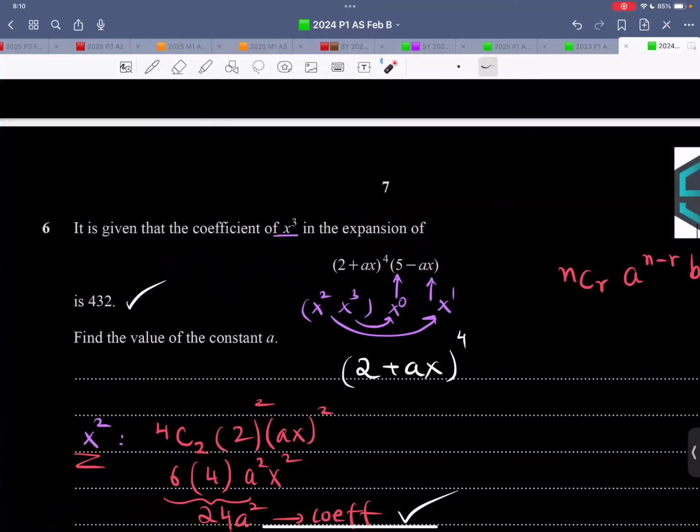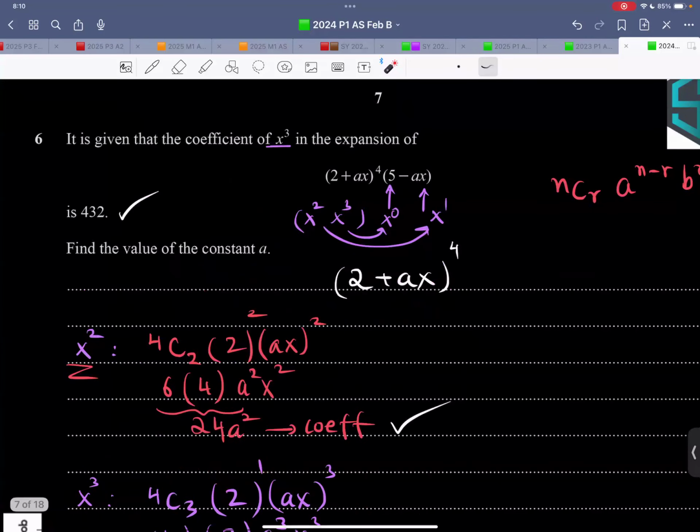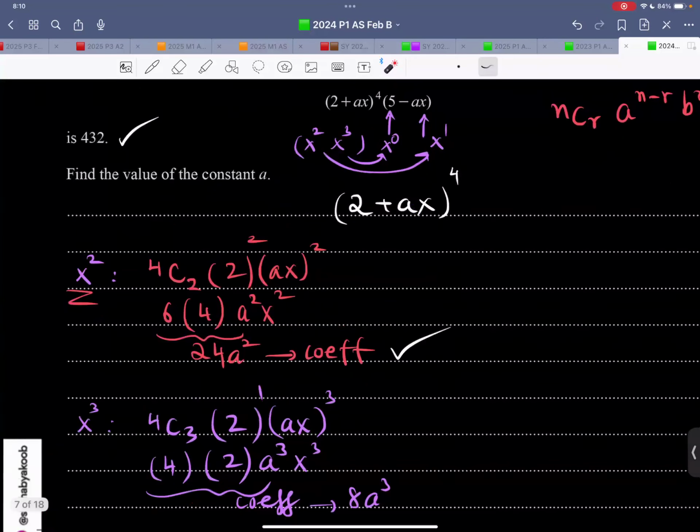So in binomial, we are not basically just solving questions. We are just memorizing, writing it down. What are the main things over here? And yes, I will also list it. So find the value of the constant a. First find the x square term. You know how to find it.